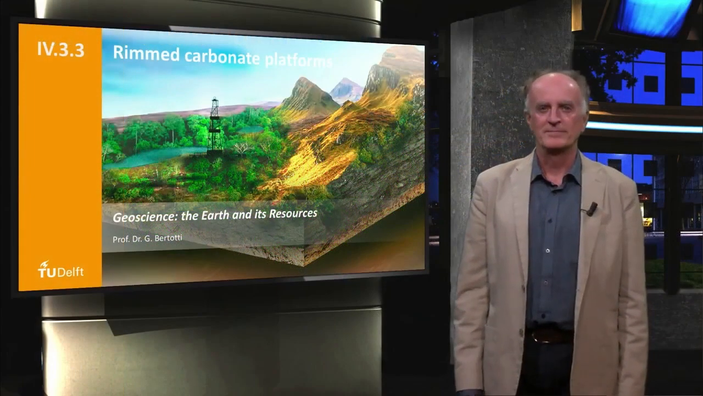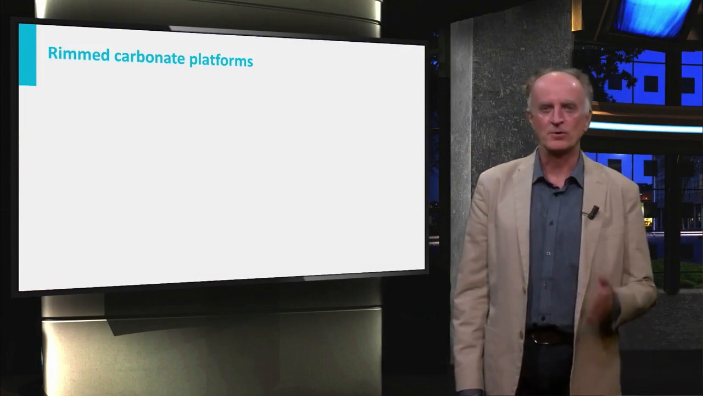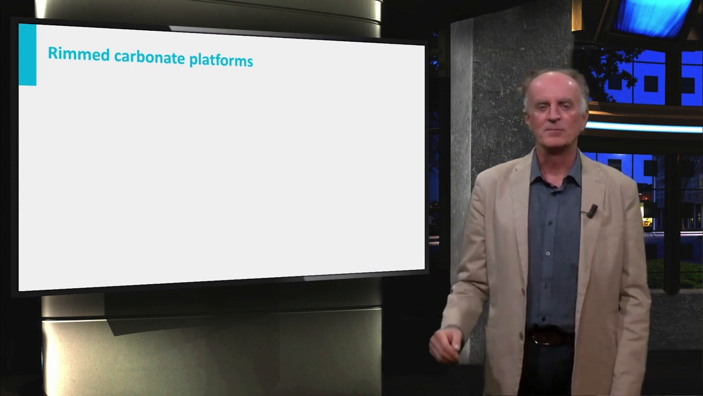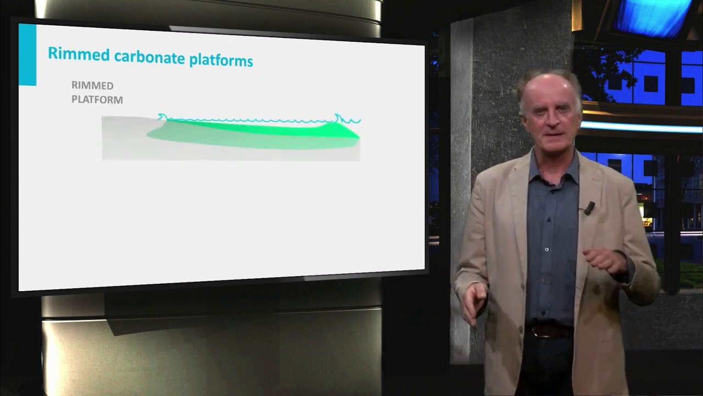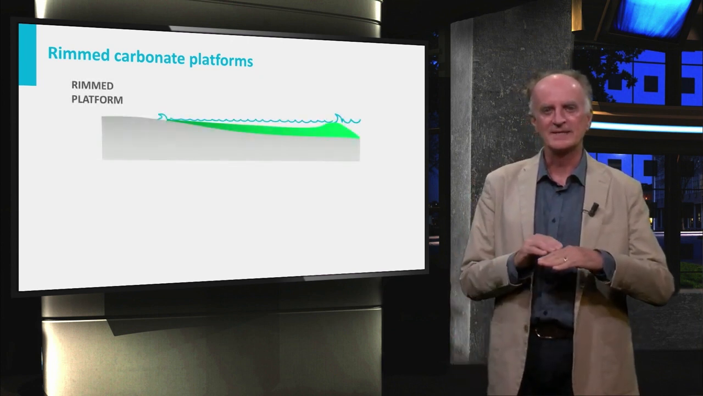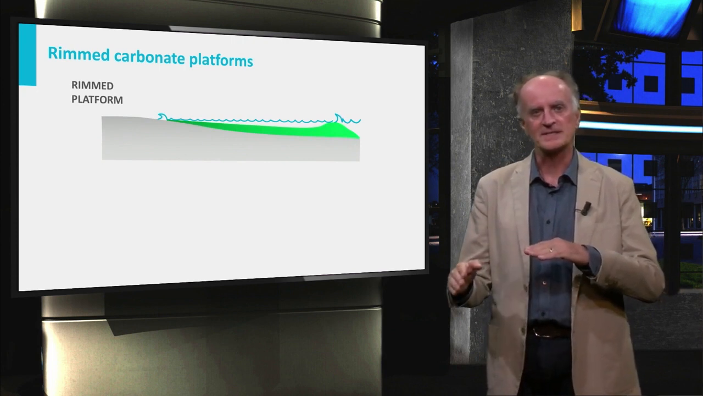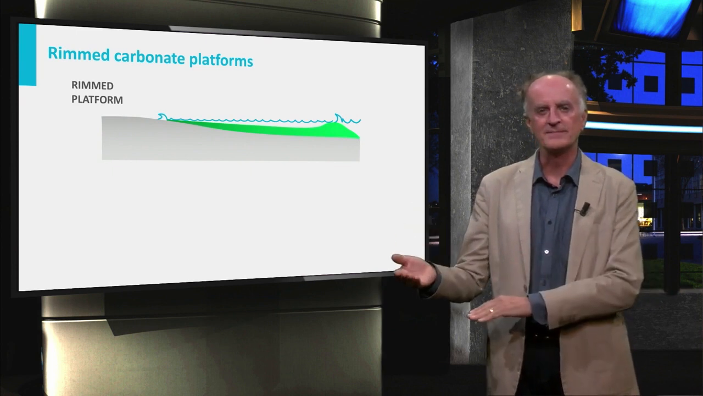The second type of carbonate system we look at are carbonate platforms, which are bounded on one or two sides by well-defined rims. We call these rimmed platforms. Rim platforms can be attached to the continent on one side, the left-hand side in the slide, and bounded by a steep rim on the other side. From here, the platform passes rapidly to the deep sea.